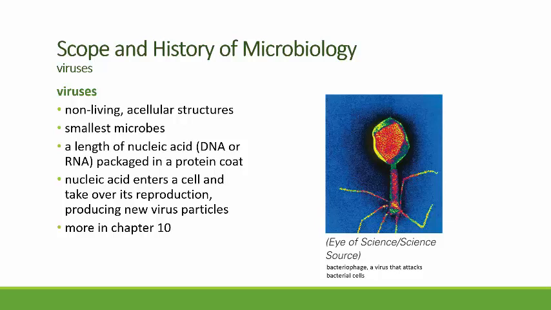What a virus is, is a length of nucleic acid, and that might be DNA, what we think about as the genetic material of a cell or of an organism. Or it could be a close cousin of DNA called RNA. DNA stands for deoxyribonucleic acid. RNA is ribonucleic acid, and it's another kind of nucleic acid, and we'll learn more about these later. And this nucleic acid is packaged up in a protein coat.